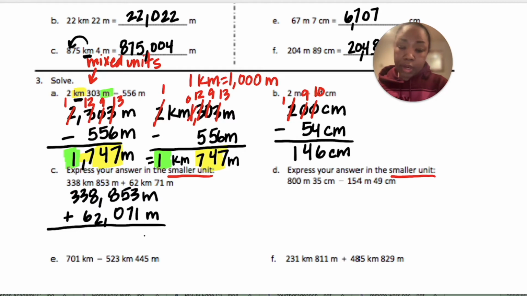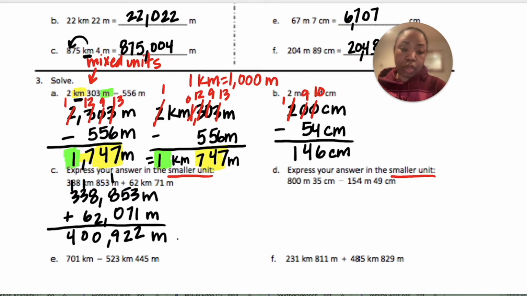3 plus 1 is 2. 5 plus 7 is 12. Regroup 1. That's 9. Nothing to regroup. That's 10. Regroup 1. This is 10. Regroup 1 and 4. 400,922 meters.